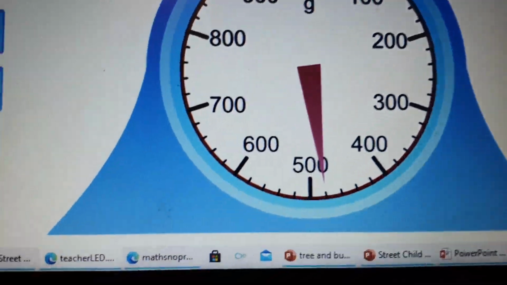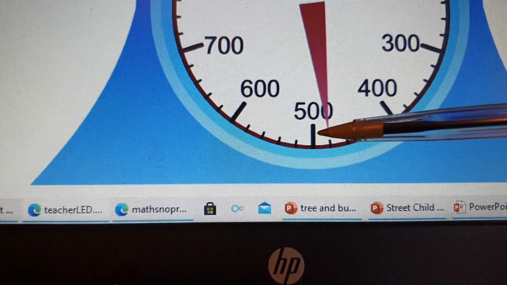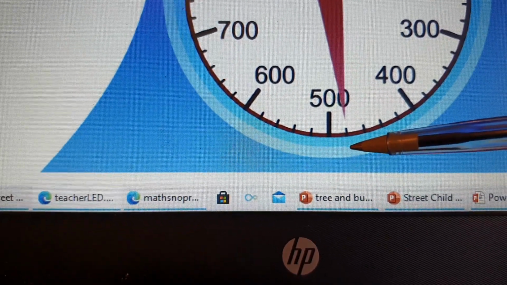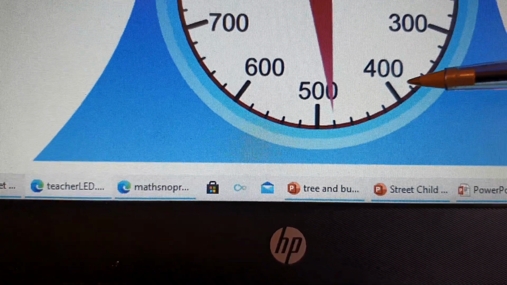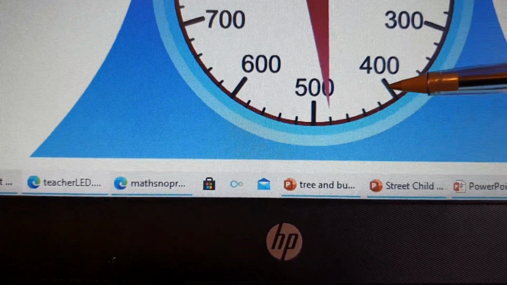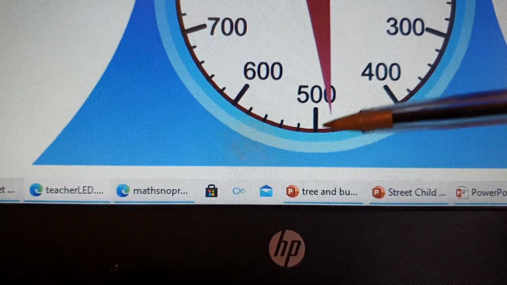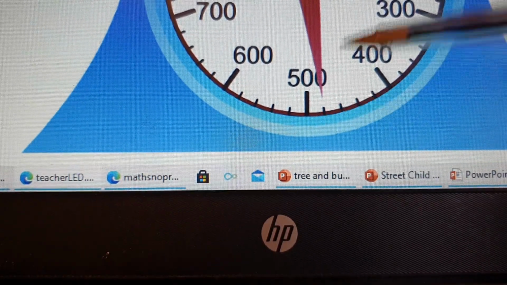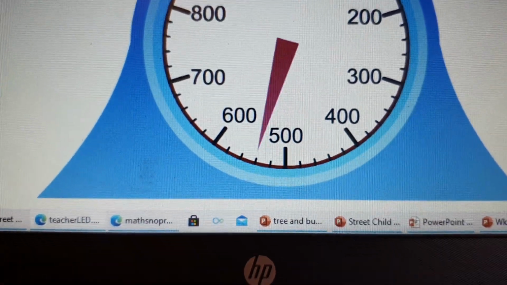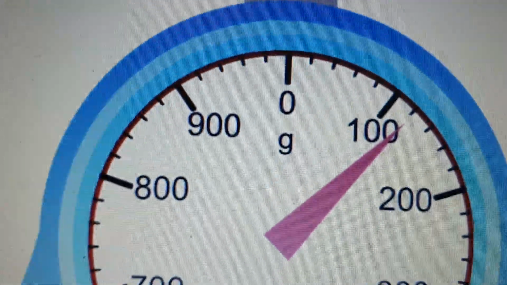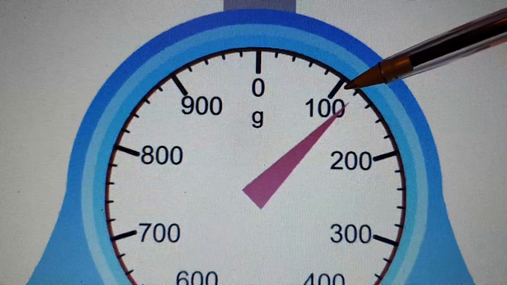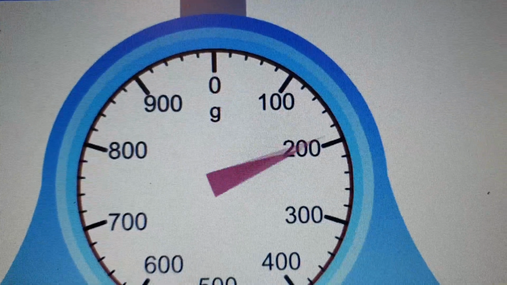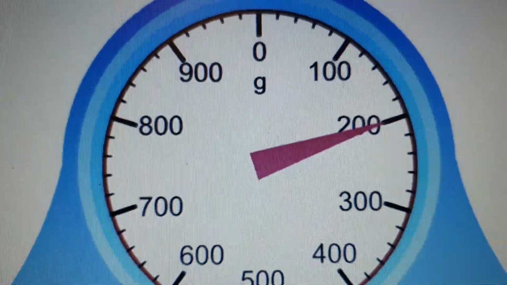Okay, so we've gone all the way down here, and it's just before the 500. So we need to do 20 less than 500, which is 480. You could start from here if you wanted to: 400, 420, 440, 460, 480. Or go straight to 500 and take 20 away, which is 480. Okay, so what would that be? 120. Dead easy that one, isn't it? 200.